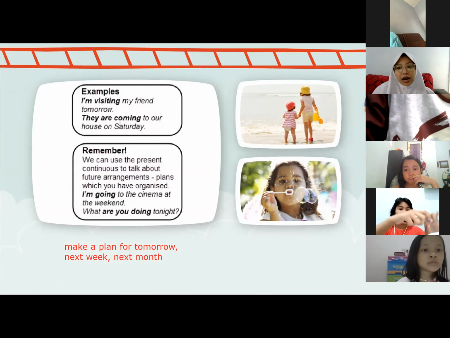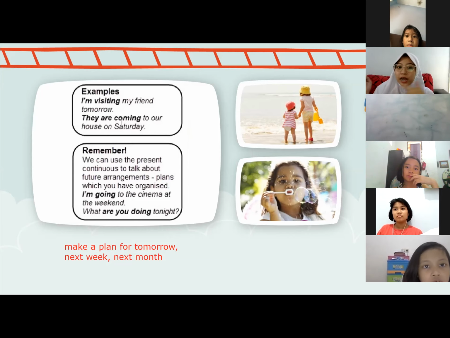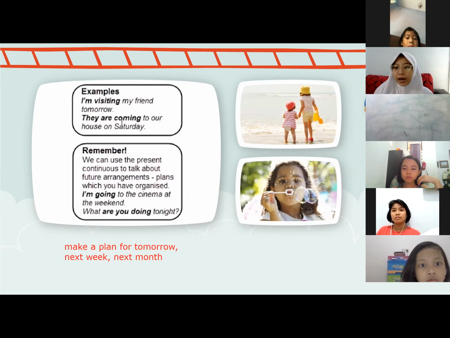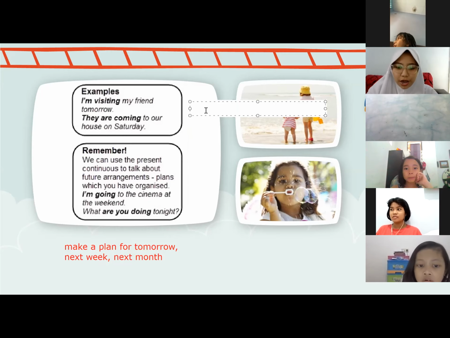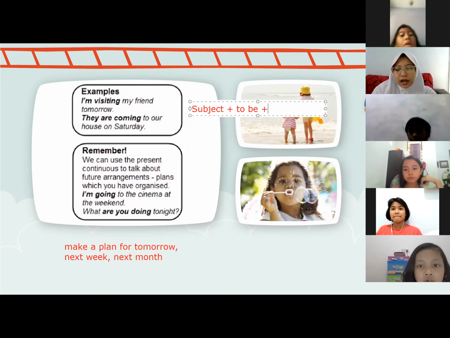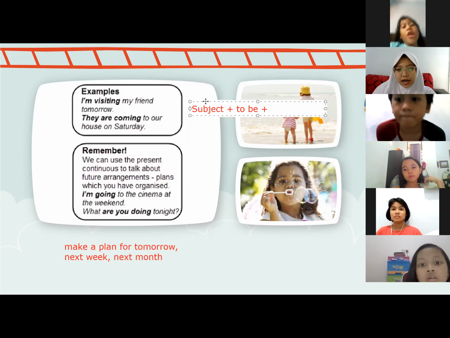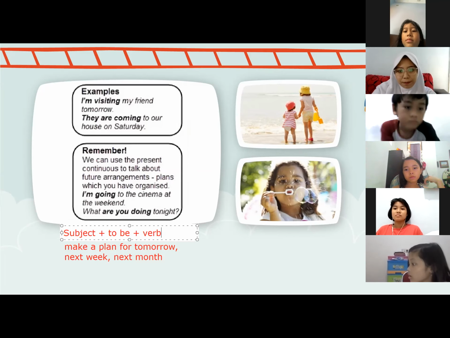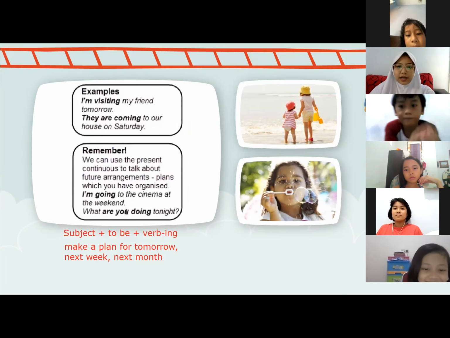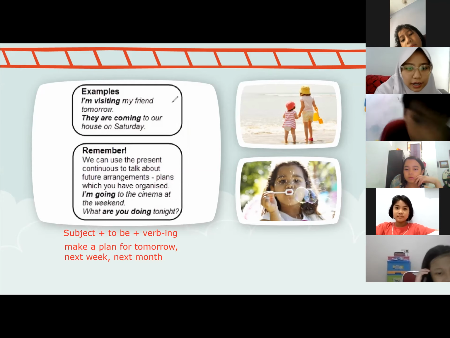Another example, guys: They are coming to our house on Saturday. It means my friends will come to my house. When? On Saturday. This is how to say that. I will help you write it. How to make that sentence? We have the subject, then don't forget the to be, guys: is, am, are are the to be, okay? Subject, to be, and then verb-ing. That is how to arrange a sentence.